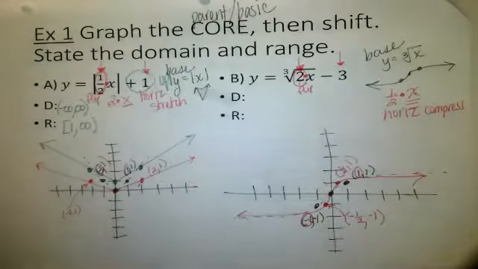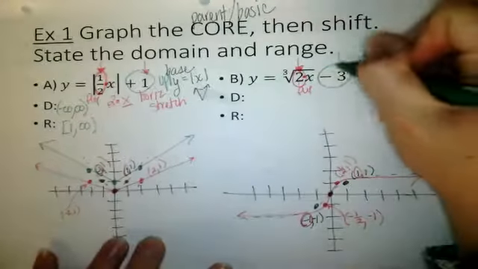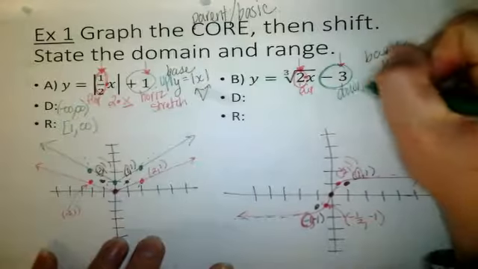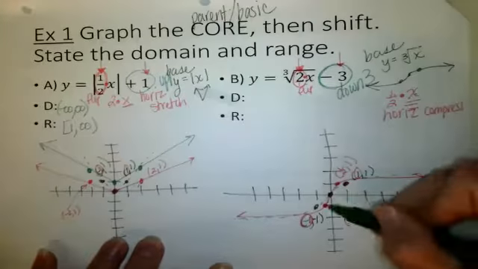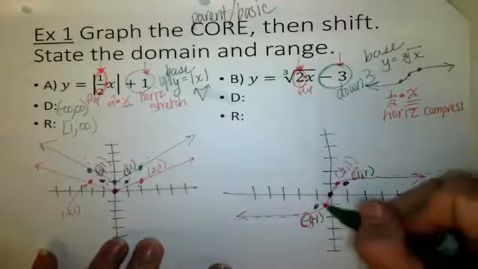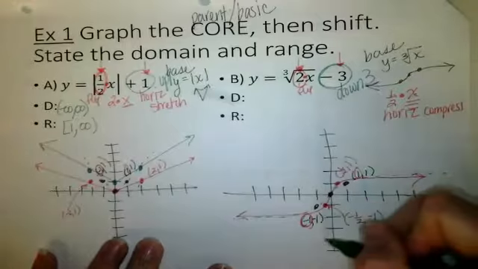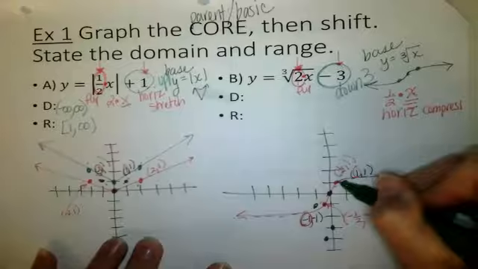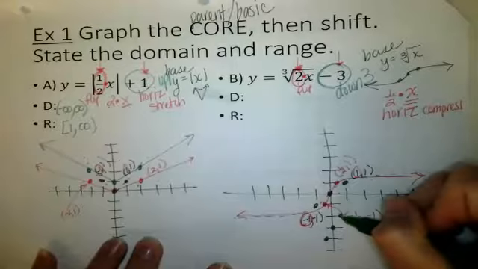And then the very last thing we're going to worry about is this. What is this transformation doing to my graph? Down 3. Very good. So I'm going to take my red points now, and I'm going to count down 3. So down 1, down 2, down 3. Down 1, 2, 3. And down 1, 2, 3.